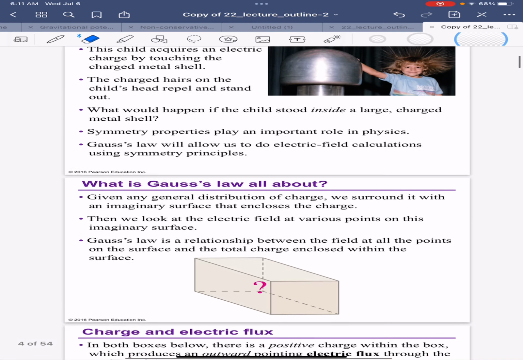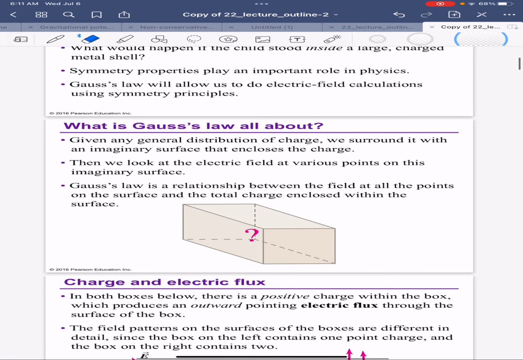Now here we have this box, and that box is just imaginary, and we can look at the electric field lines and find out what is going to be the charge enclosed within this surface and related to the electric field. And this is the idea of Gauss's law. It has to do with having a surface around a distribution of charges, and then we are going to relate the flux to that charge enclosed, and then we will be able to calculate the electric field.